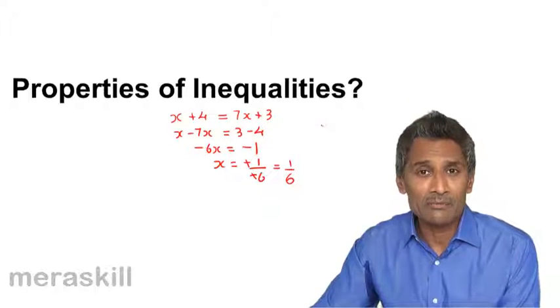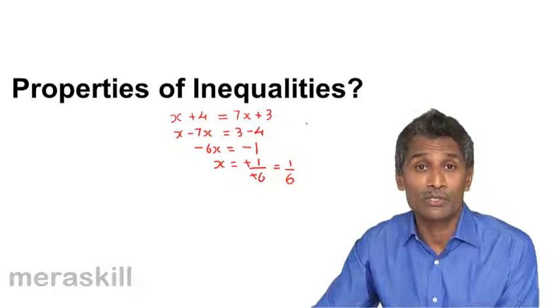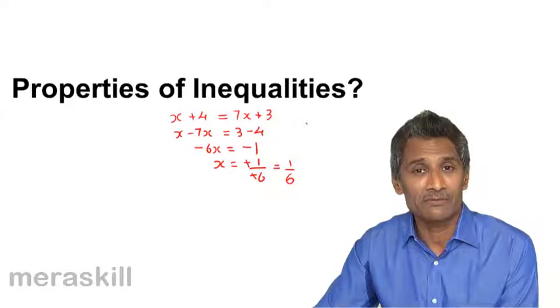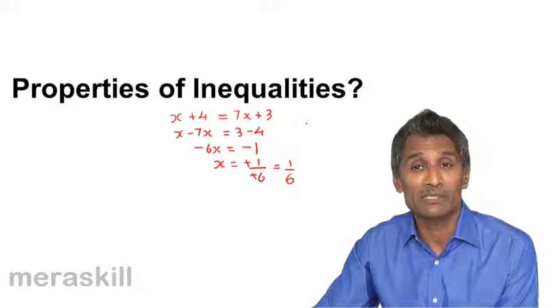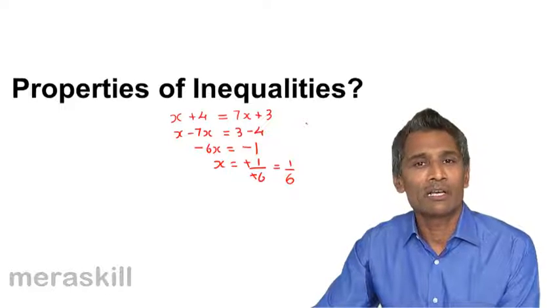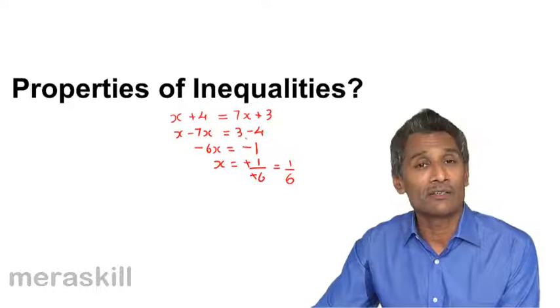Are you adding a number, or are you subtracting a number? Are you dividing? If you're dividing, what kind of number are you dividing by? Are you dividing by a positive number or a negative number? Are you multiplying by a positive number or a negative number? A few rules are changed. Of course, we'll understand why we get all these rules.